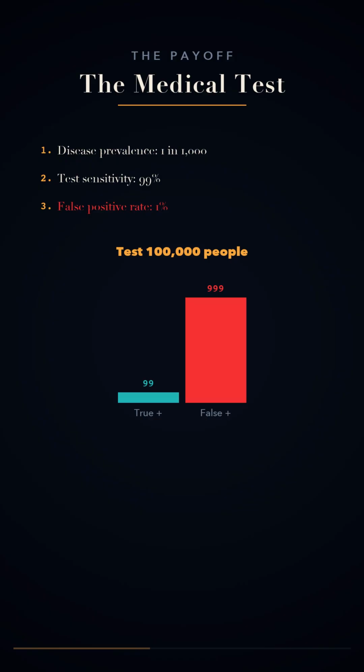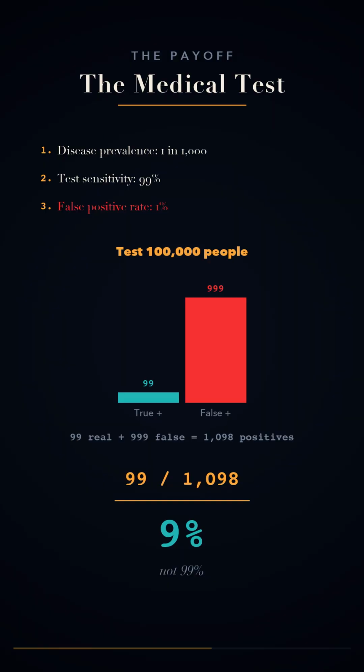Now imagine testing 100,000 people. 100 of them actually have the disease. The test catches 99 of those. But of the 99,900 healthy people, 1% test positive by mistake. That is 999 false positives. So when you test positive, you are one of 99 plus 999 positive results. 99 real cases, 999 false alarms. The probability you are actually sick is 99 divided by 1098. That is about 9%. Not 99%.